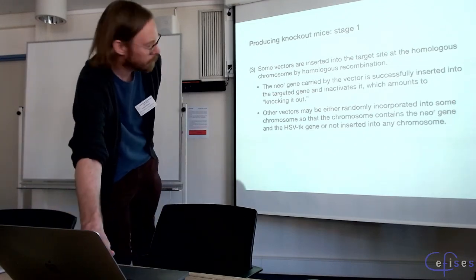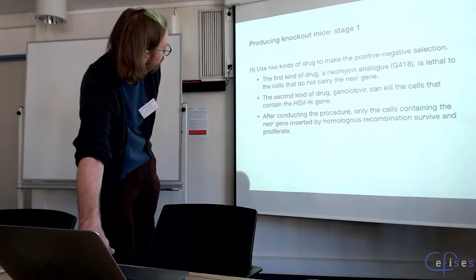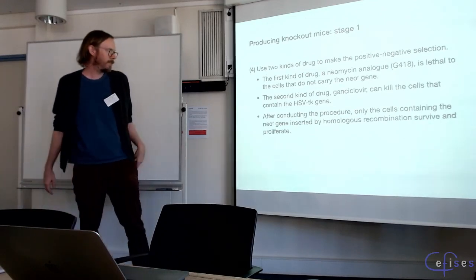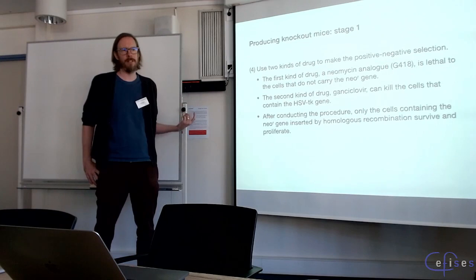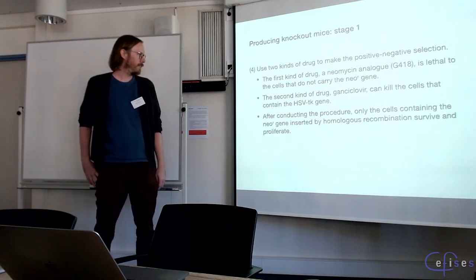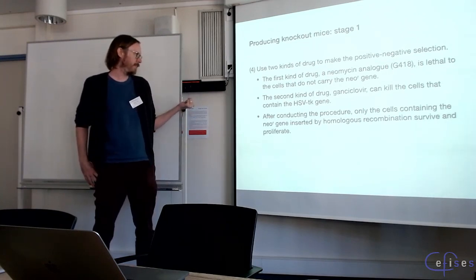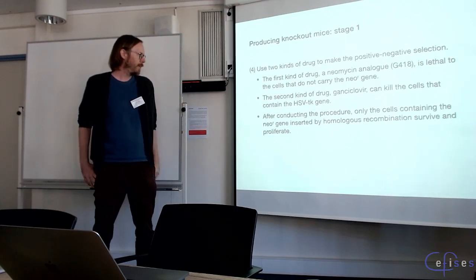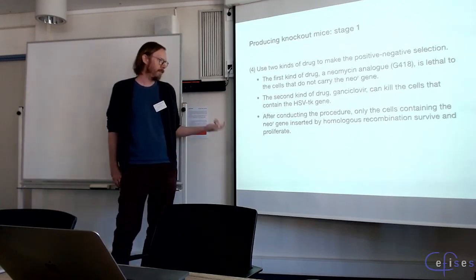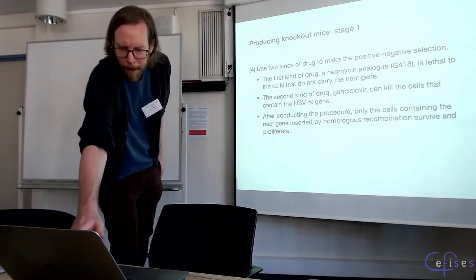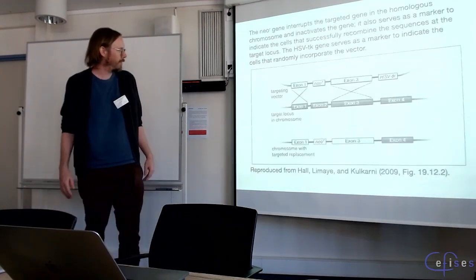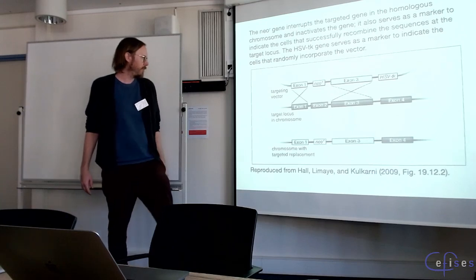So then you use two kinds of drugs to make positive-negative selection. So the first kind of drug basically kills anything that does not carry the NeoR gene, and the second kind of drug kills the cells that contain the HSV-TK gene. And then after you conduct the procedure, only the cells containing the NeoR gene inserted by homologous recombination survive and proliferate. So this is basically what happens with gene knockout, right?